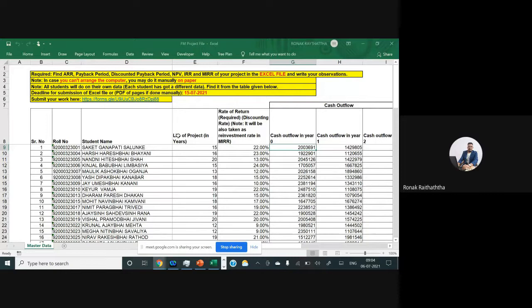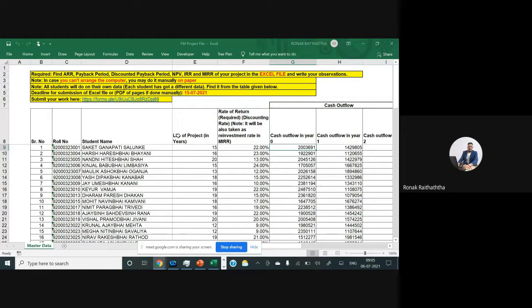Now, many of you might not have access to a computer. It's perfectly okay. You may calculate this manually as well. And if you're doing it manually, then you will put the PDF file of your work in that submission form. The link of the submission form is also given to you, where you are supposed to submit it. The last date for the submission is 15th of July 2021.